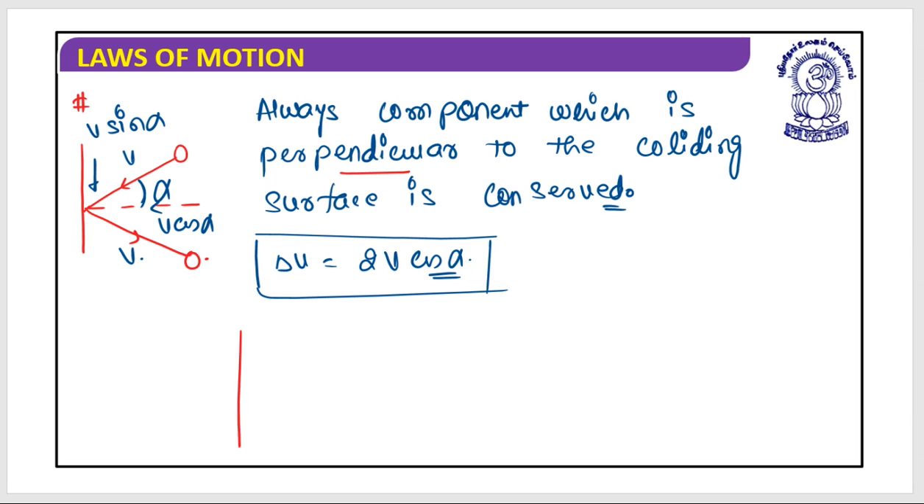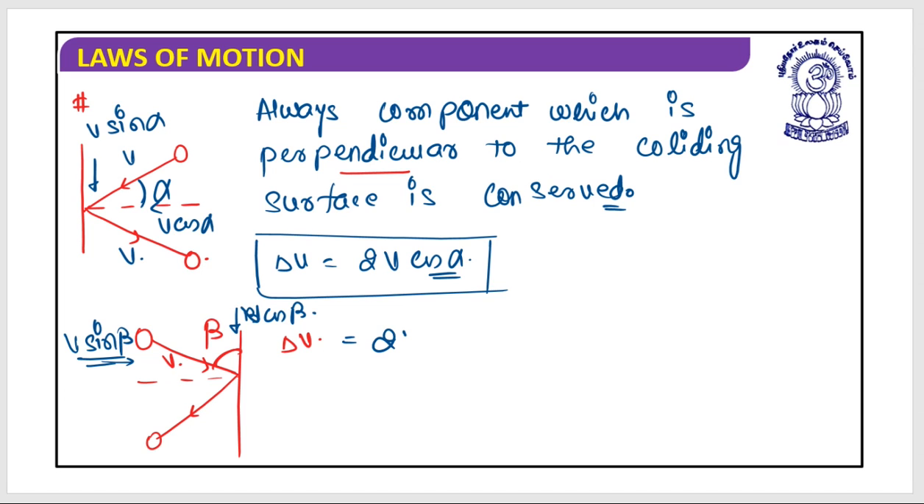Yes, so tell me, let's say this is the situation, that the ball is moving in this direction and it is rebounding in this direction. Now let's say angle beta is over here, and this velocity is V. So for delta V, this is V cos beta, and this is V sin beta. Now tell me, which component is perpendicular to the colliding surface? Yes, you are right, it's V sin beta. So delta V should be equal to 2V sin beta. I hope these things are clear.